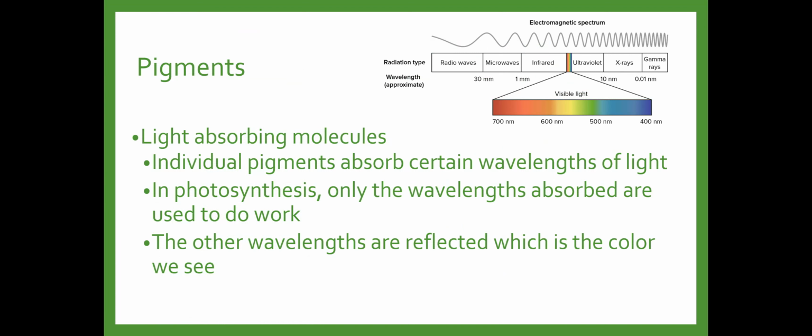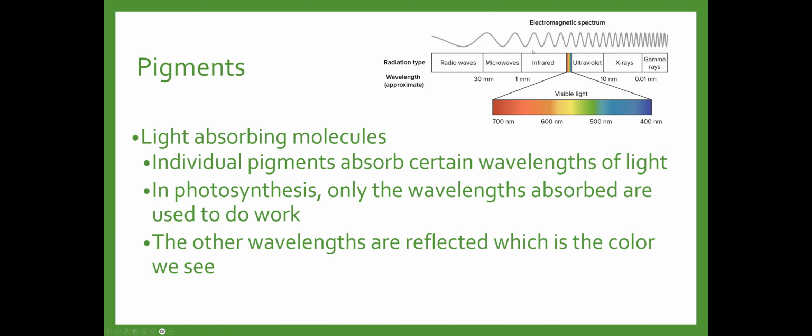So we also need to know a little bit more about pigments, and pigments are just light-absorbing molecules. It's pigments that give us the color of our skin and the color of our hair and the color of our eyes. You have paint pigments that you use to create art. Pigments are just going to be light-absorbing molecules.